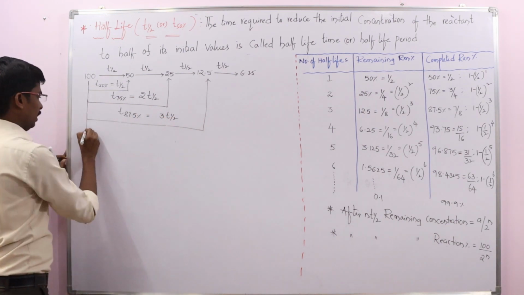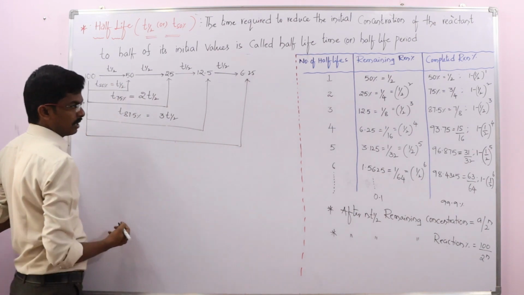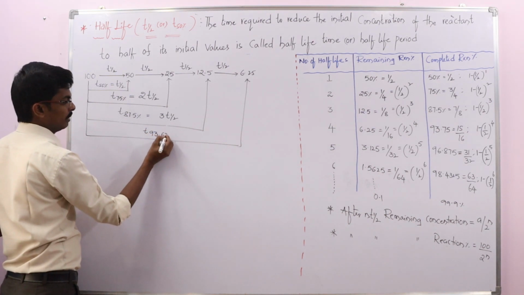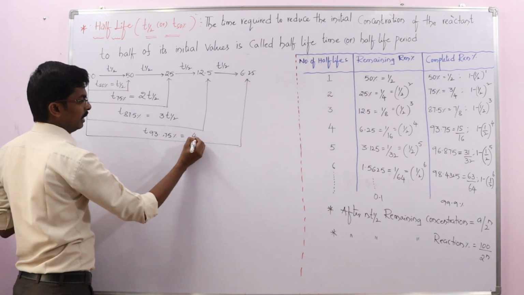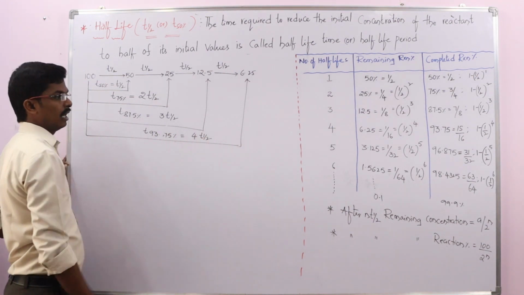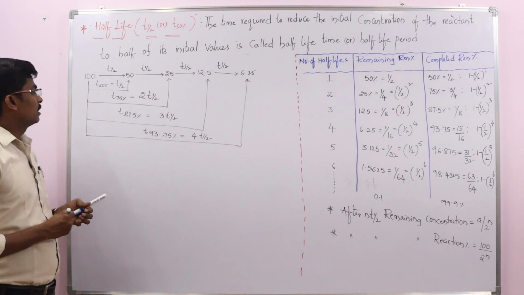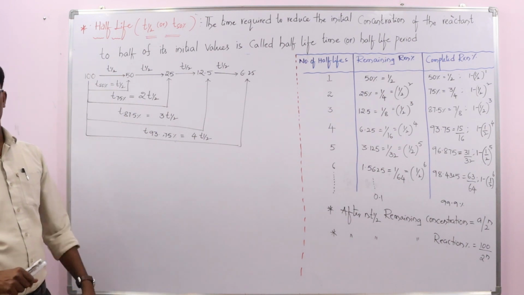Okay, like that. If you take 6.25 as the amount left, how much is completed? 93.75. So 93.75% is completed. How many T½ are required? 4 T½. So this is useful data to do some mathematical problems and numericals with regard to the half-life of a first order reaction.